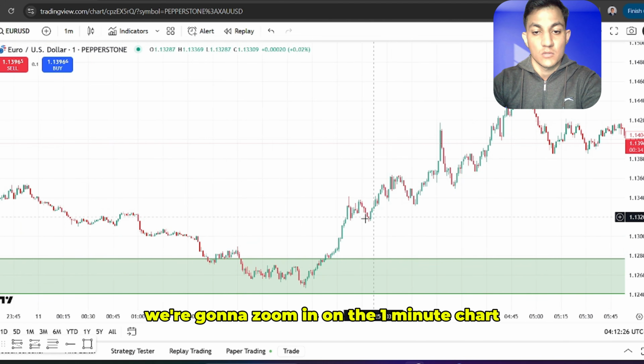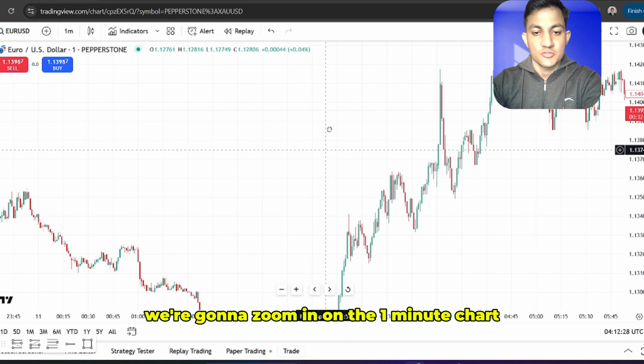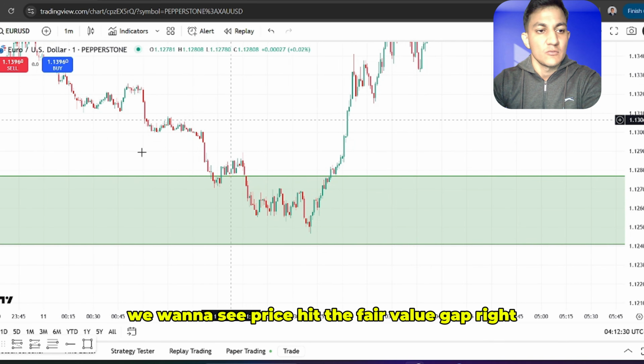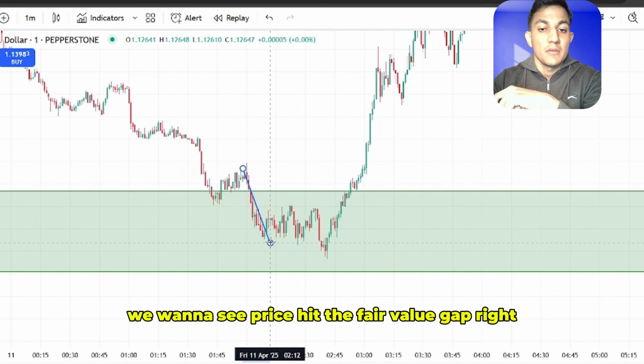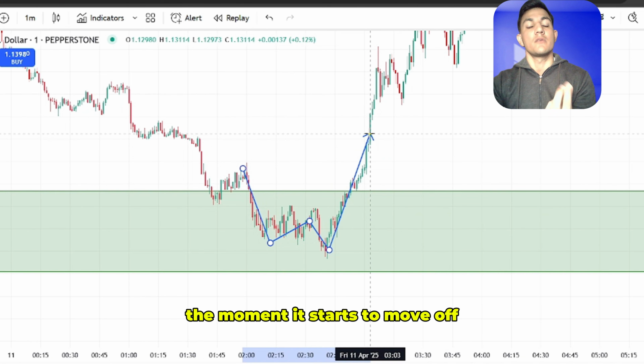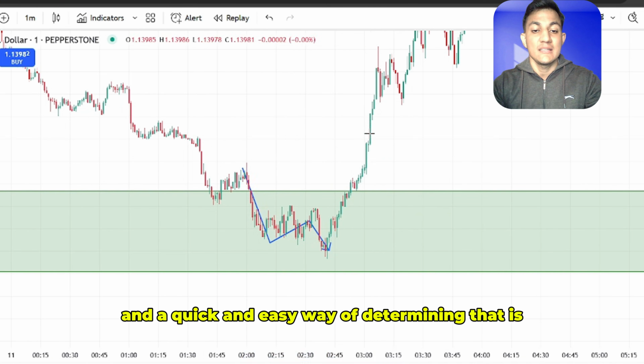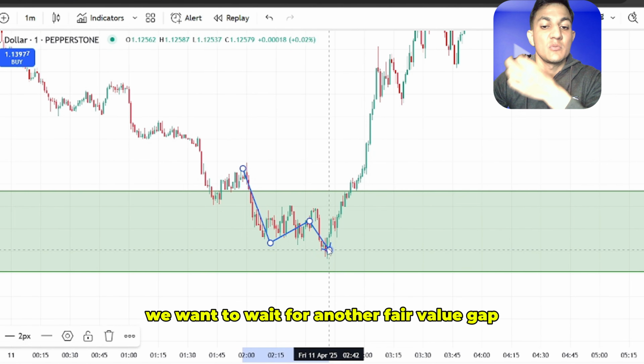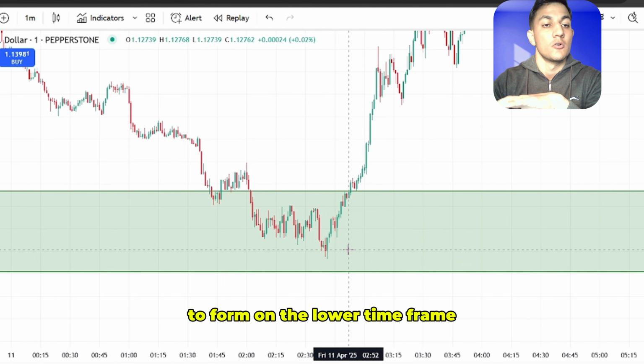But what we're going to do is zoom in on the 1-minute chart, and what we want to see is price hit the fair value gap, and then quickly start to move off. The moment it starts to move off, we want to look for our entries. A quick and easy way of determining that is to wait for another fair value gap to form on the lower time frame.